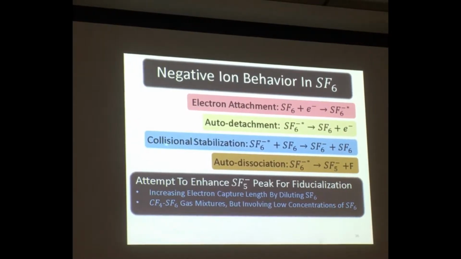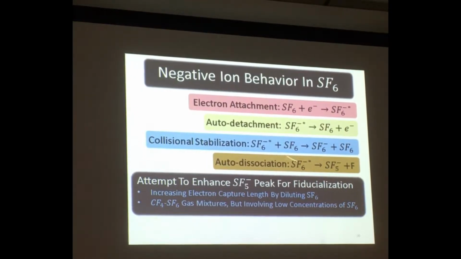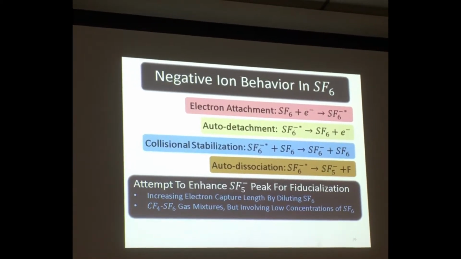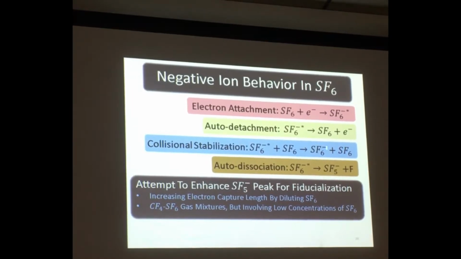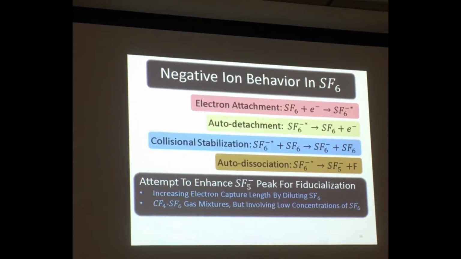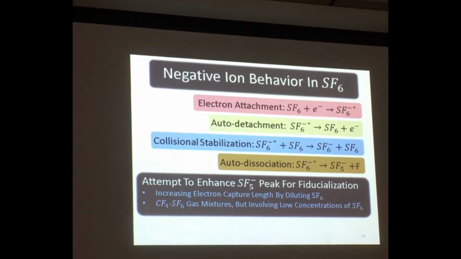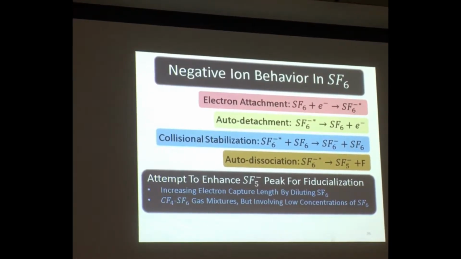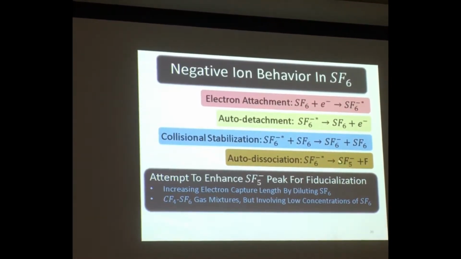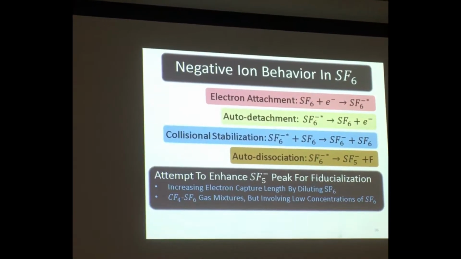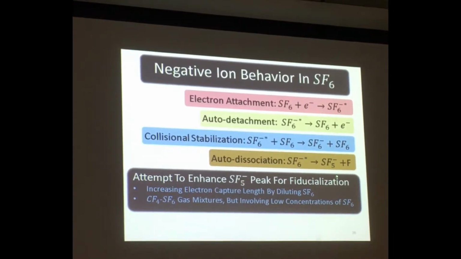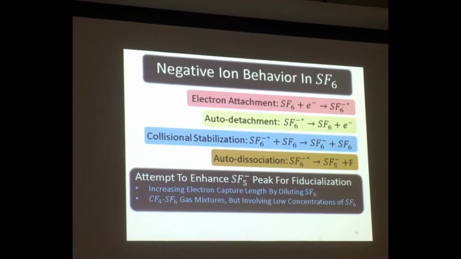The second one is this collisional stabilization where it collides with a neutral SF6 molecule in the gas, and it loses that energy, and then you have this SF6 minus, which is the primary negative ion, the primary signal. And then the final one is this auto dissociation, where the SF6 minus star breaks up and forms SF5 minus plus fluorine. So what we want to do is enhance this signal, which right now is 2.5%, relative to this one here.